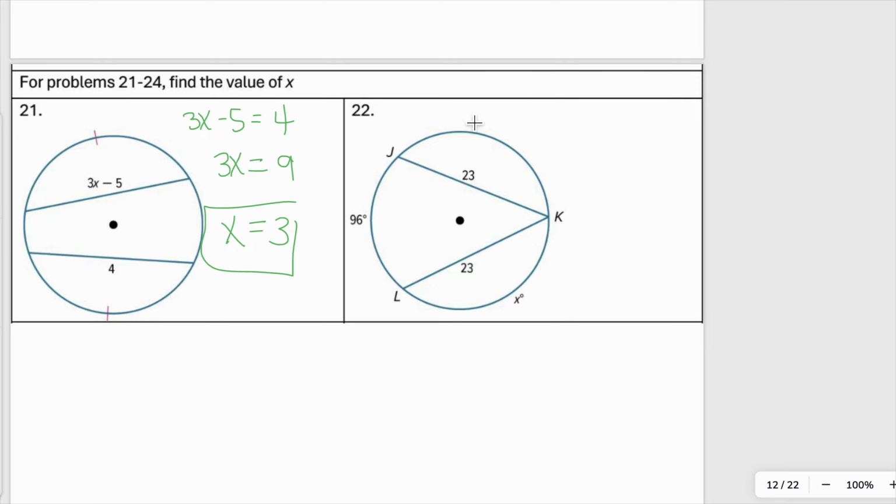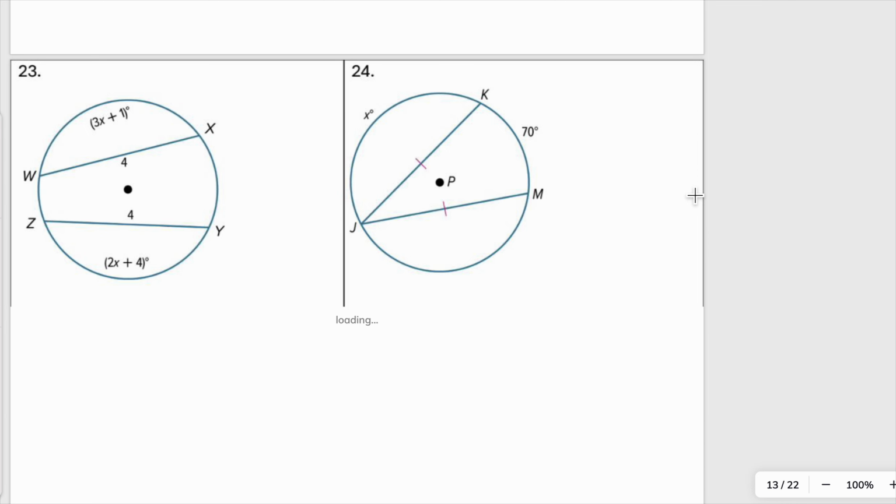And then here I'm showing matching arcs because of matching chords again. So if this arc is x, so is this arc. So then I just said, okay, 2x plus 96 is 360. Subtracting 96 from 360, I get 2x is equal to 264, and dividing by 2, x is 132 degrees.